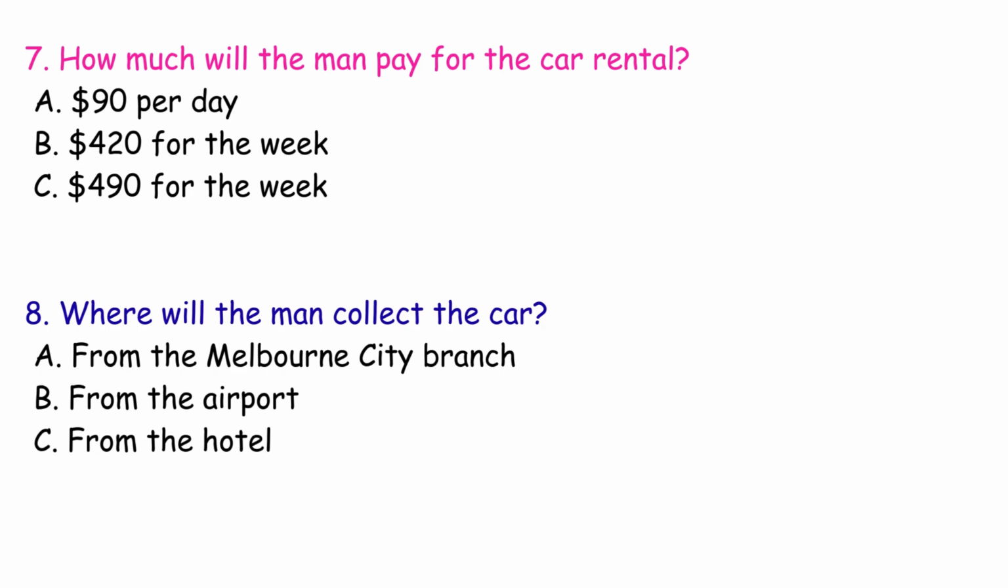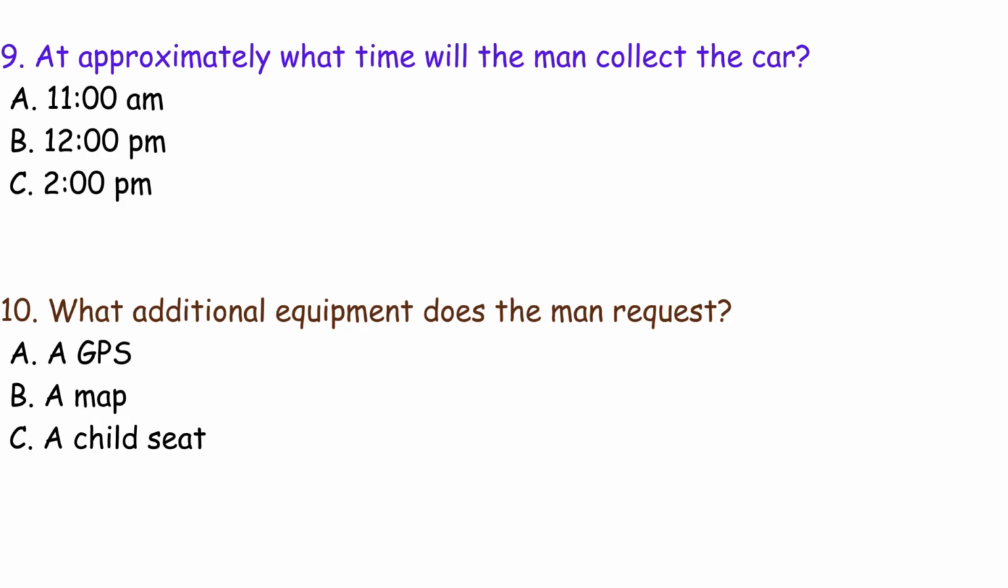And do you require any other special equipment? Maps, GPS, that sort of thing? Yes, actually, we do. Thanks for reminding me. We have a 2-year-old, so she needs a child seat. Can you organize that? Certainly can. I'll see that there's one in the car for you.